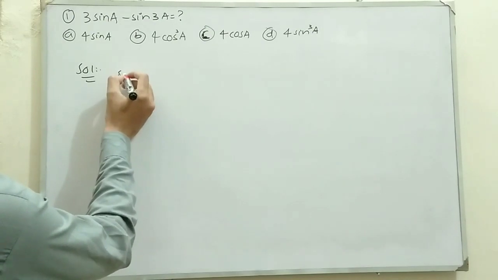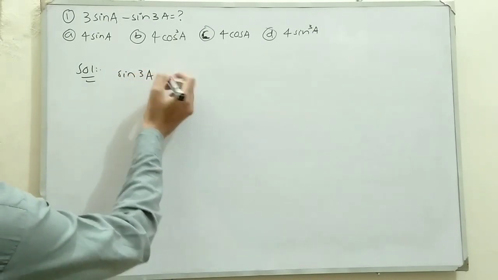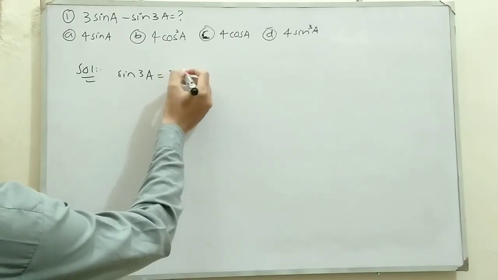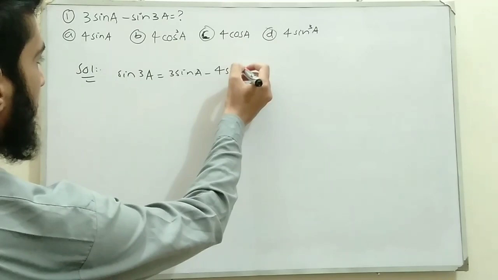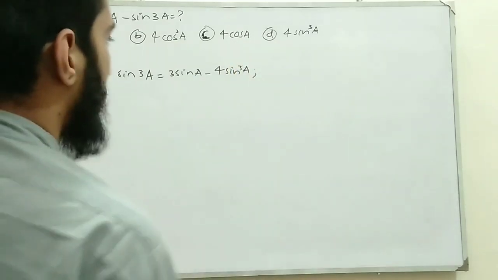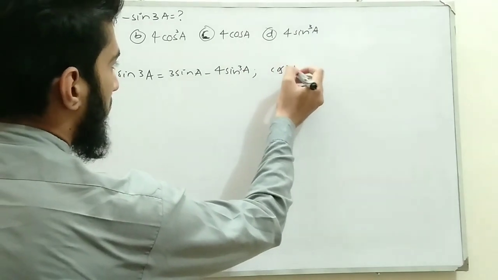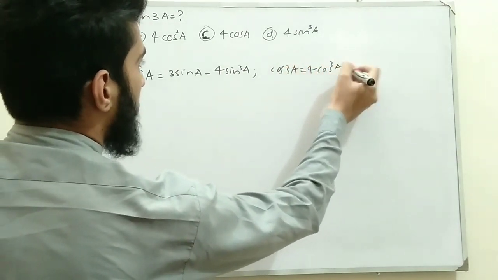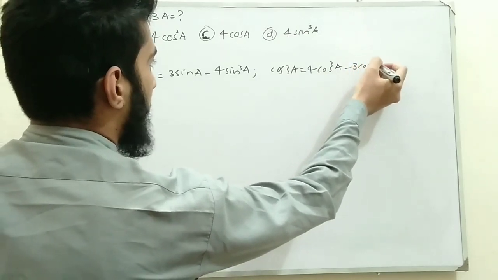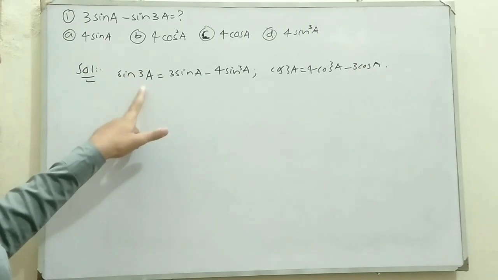In trigonometry of second year mathematics we learned two formulas. The first formula is sin 3A, which is equal to 3 sin A minus 4 sin cube A. The second formula is cos 3A, which is equal to 4 cos cube A minus 3 cos A. But here we have sin 3A, not cos 3A, so we will use the first formula.